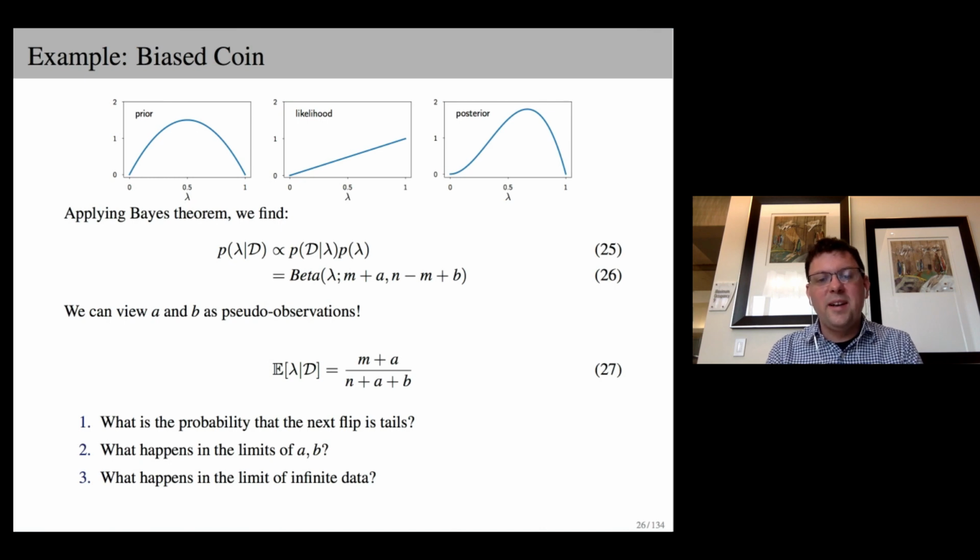Well, what's the probability the next flip is tails? Let's suppose that a and b are 1. We can see that it's not going to be 100% if m is 1 and n is 1, so that's good. What happens when we make a and b really large? Well, the prior starts to dominate, so that gives us a strong prior. If we make the data really large, then both n and m will be large, and m over n will dominate in this estimate, and we'll recover the maximum likelihood solution, which is what we want. That's a good sanity check.